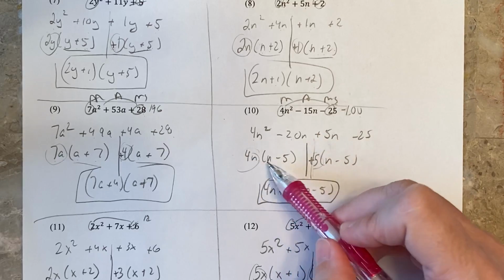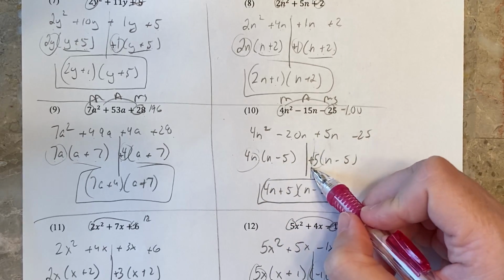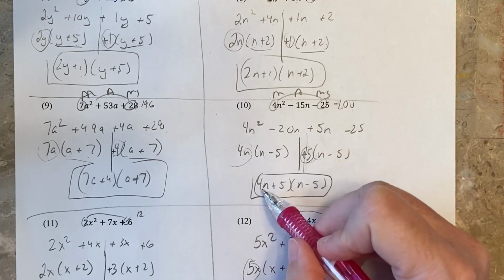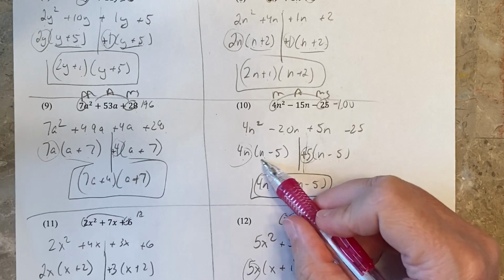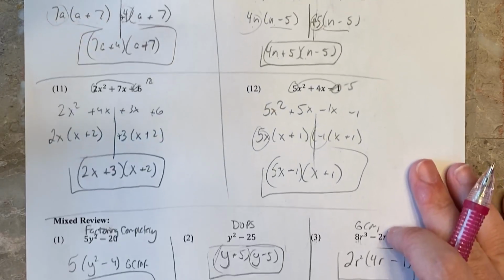Here your GCF is 4n with n minus 5 left over. You have a positive 5, make sure you put the plus 5, n minus 5 left over. You take those GCFs, and 4n plus 5 is created, and what they have in common, right there, n minus 5. Hopefully you guys are doing okay so far.